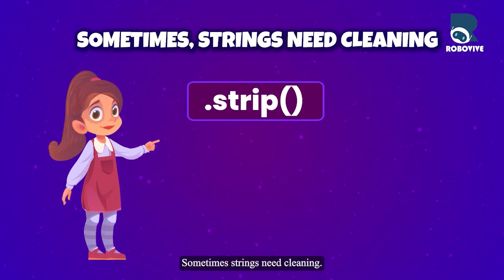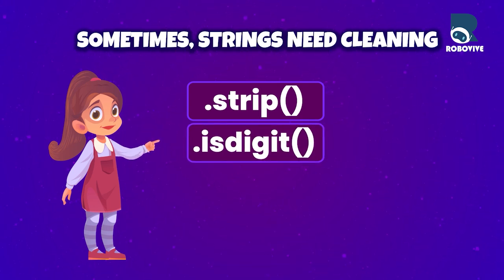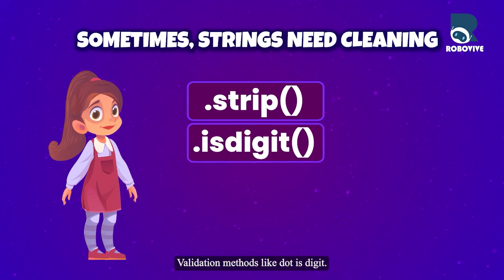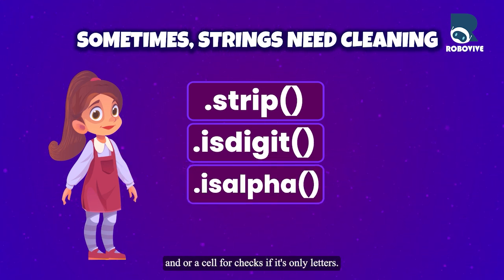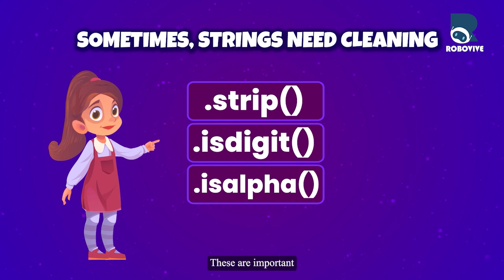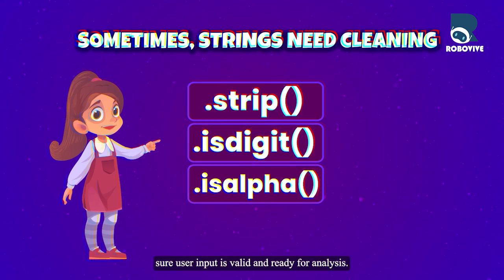Sometimes, strings need cleaning. The .strip method removes unwanted spaces. Validation methods like .isdigit check if a string is only numbers, and .isalpha checks if it's only letters. These are important for making sure user input is valid and ready for analysis.